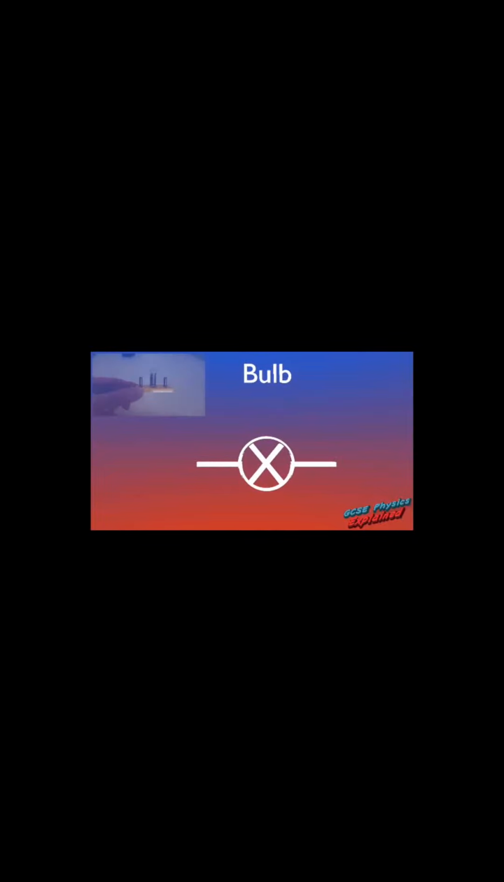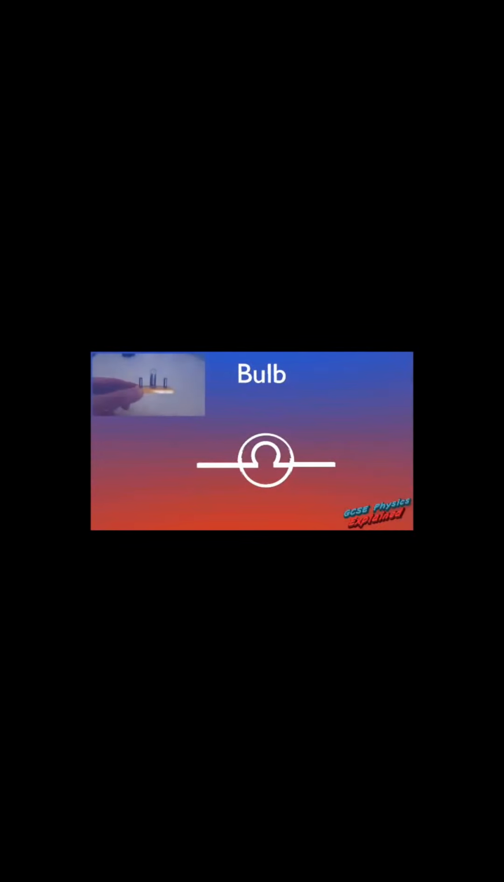This is the bulb. Bulbs or lamps are designed to convert electrical energy into light energy. It's just a circle with a cross in the middle. This symbol, which is a circle with an ohm sign in the middle, is relevant because bulbs have high resistance and heat up so much that they glow and give off light.